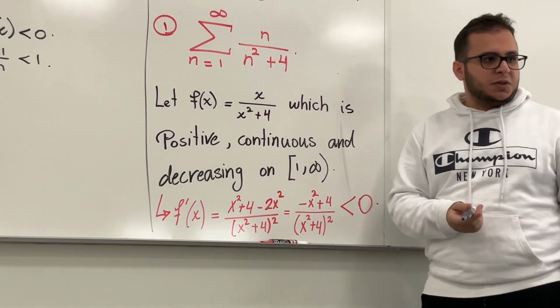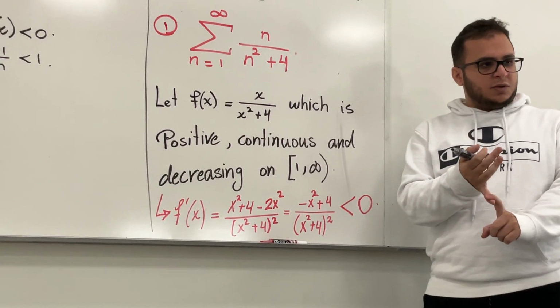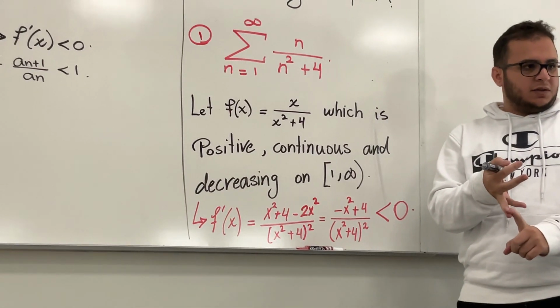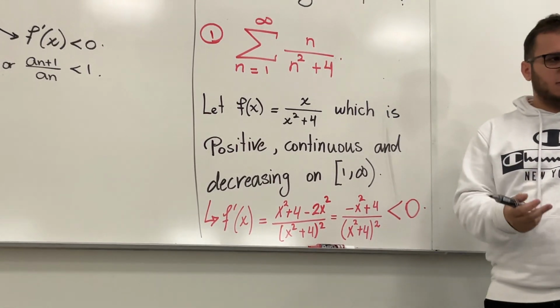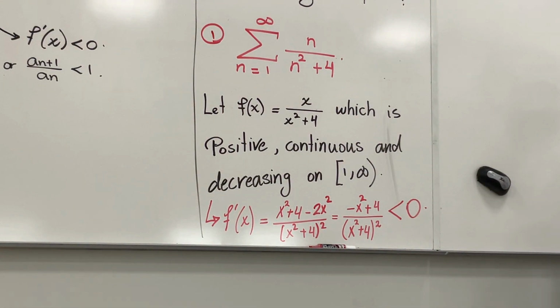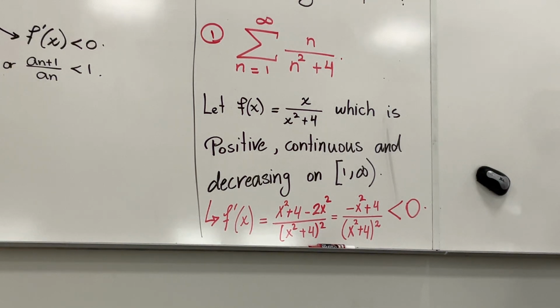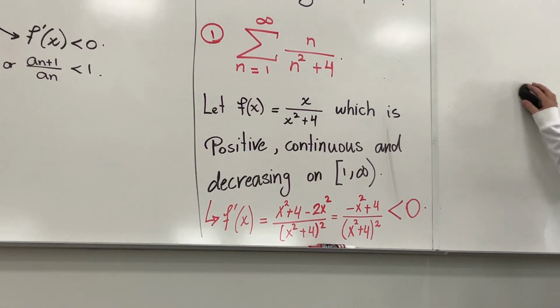What does continuous mean? Denominator 0, or negative inside the square root, right? Or negative inside a ln. These are the only 3 types of problems we have about continuity. Okay? Now I can apply the integral test.